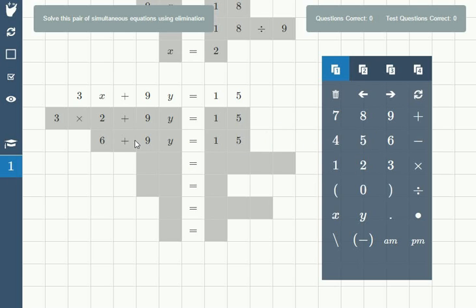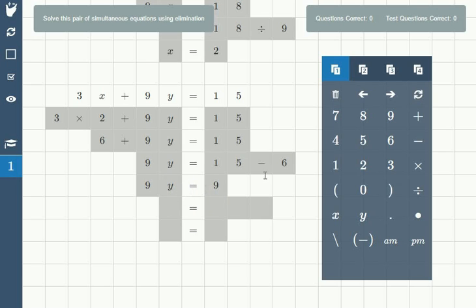Then we need to move the plus 6 over to the other side of the equals by making it minus 6 to leave us with 9y on the left hand side, and that will equal 15 minus 6. So we've taken the plus 6 and moved it to the other side of the equals by using the inverse operation of minus 6. So now we can evaluate 15 minus 6, which will give us 9, and we've still got 9y on the other side of the equals.